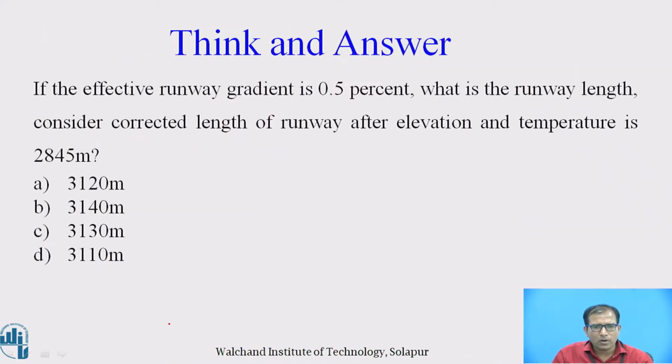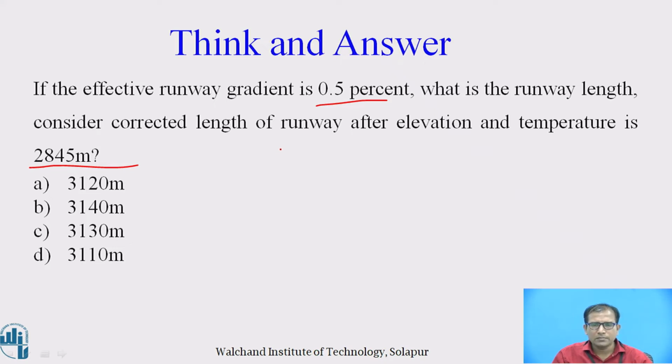Now take a pause here and try to give the answer for this. The effective runway gradient is given as 0.5%, and what is the runway length after applying the gradient correction? Here the runway is already corrected for elevation and temperature, and that length is given as 2845 meters. You only need to calculate the gradient correction here. For that, 0.5% is given as the effective gradient. I hope you are able to work that out.